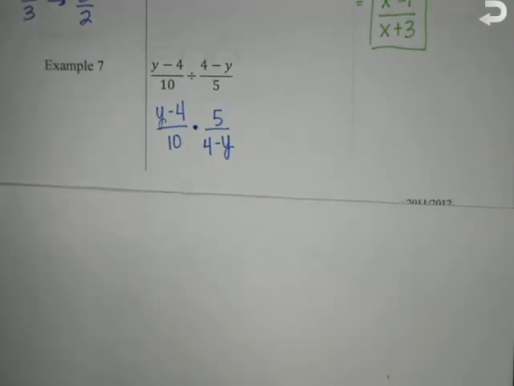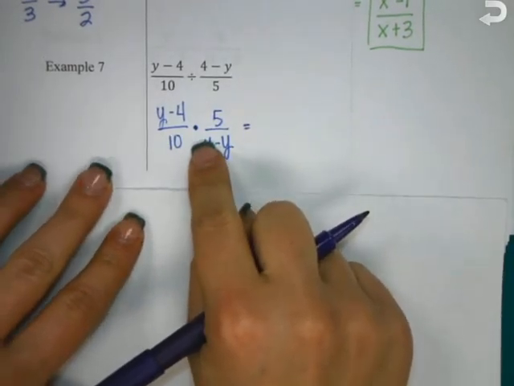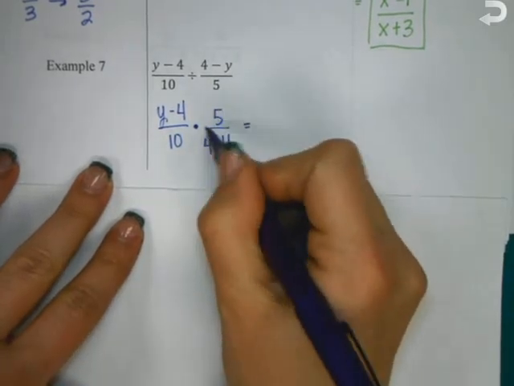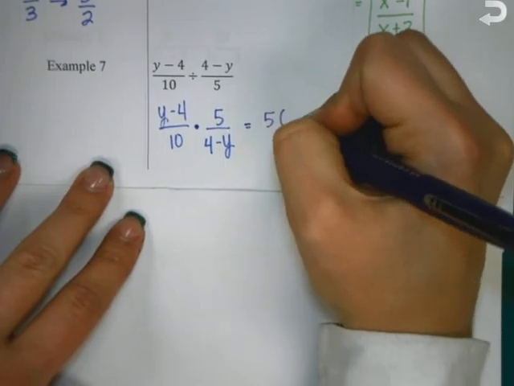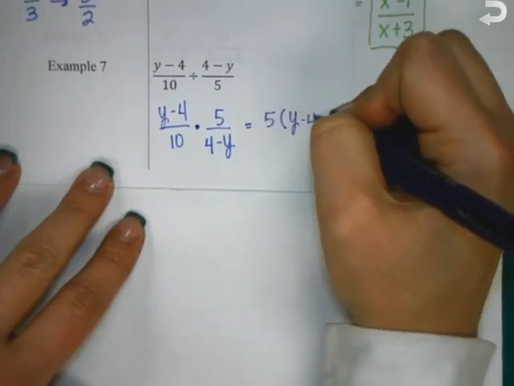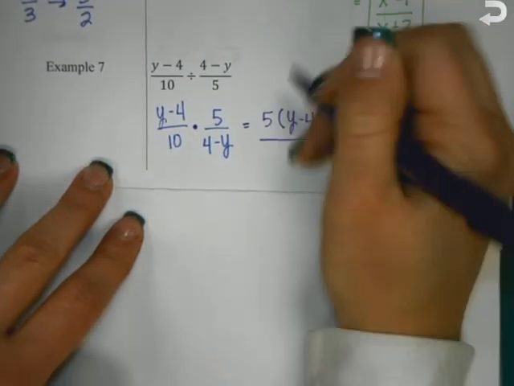Now this is just a multiplication problem, so I can multiply straight across. Now the thing that we like to remember is we always put the number by itself in front, right? So this is going to be the same as 5 times y minus 4 all over 10 times 4 minus y.